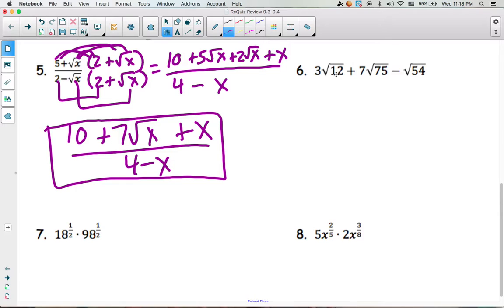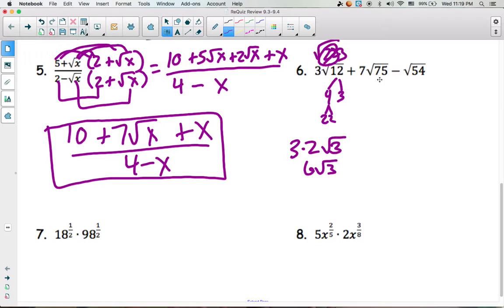Question number 6, we have 3 square roots of 12 plus 7 square roots of 75 minus the square root of 54, and none of the radicals are the same, so we have to go through and simplify first to see if maybe they will simplify into something that's like. So 12 is 4 times 3, 4 is 2 times 2. So when you're taking the square root, you need 2 of the same number, and there are 2 2's, so 2 will drop out, and the 3 will have to stay home. There's already a 3 outside, so we want to bring that down. That gives us 6 square roots of 3.